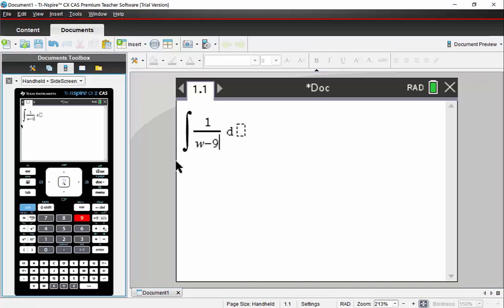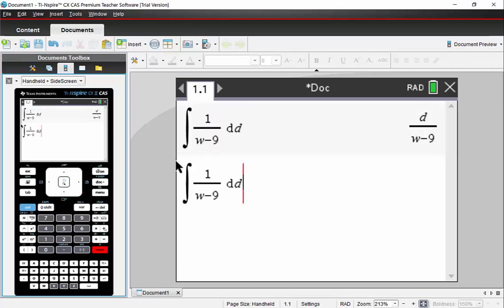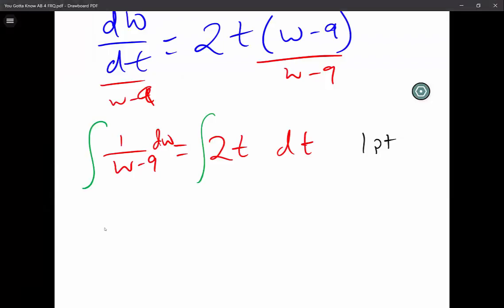One over w minus 9 dw. There we go. And we get ln of w minus 9. That is why it's important, by the way, to make sure we have our correct lettering. Otherwise, we're going to get something weird.